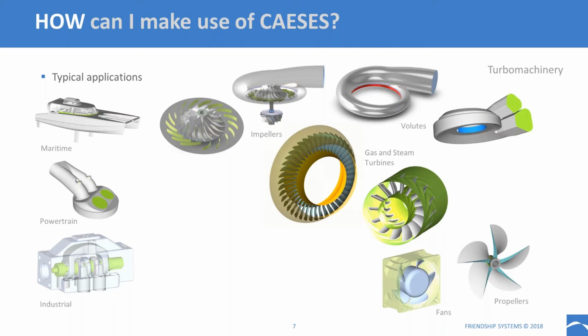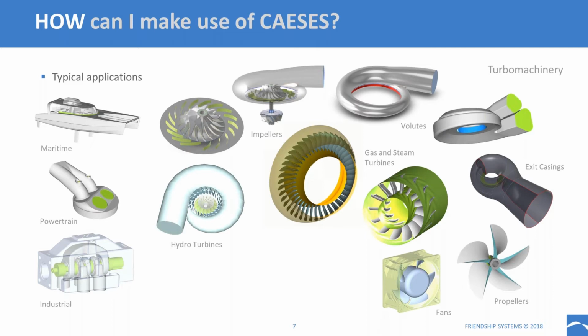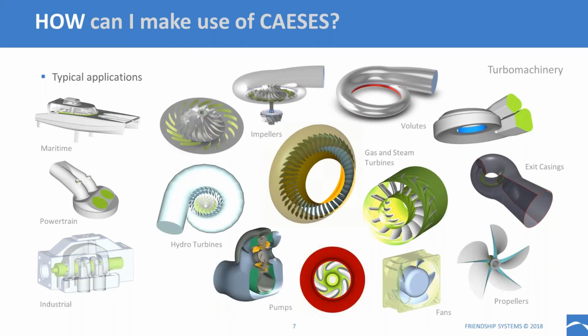So most of these things we saw before, we want to optimize the blade shape of what is rotating. And we also have other components in turbomachinery that are very important, like volutes, as you can see here, or exit casing for a gas or a steam turbine. As well as if we combine these things together, a complete system like this hydro turbine that you see here, where we have a volute, impeller, stator blades, and so on, or complete pumps. And that's it to give you an idea of possible turbomachinery applications.